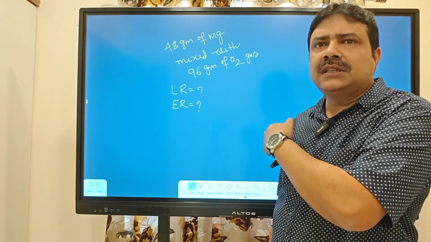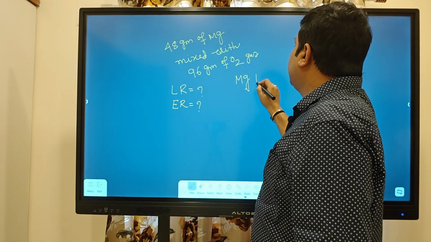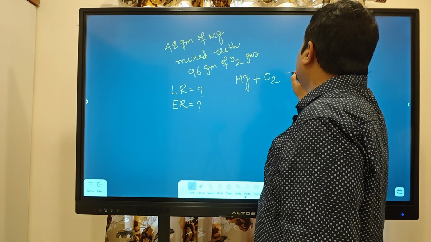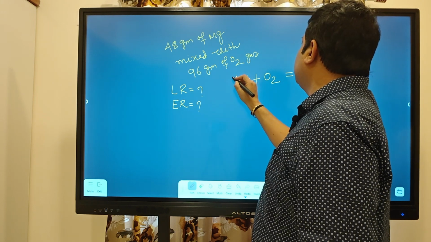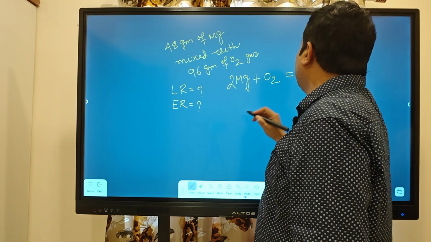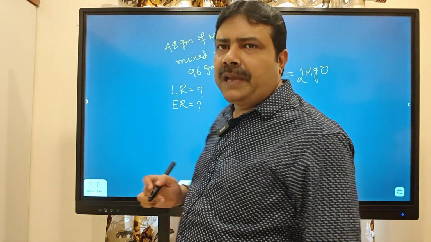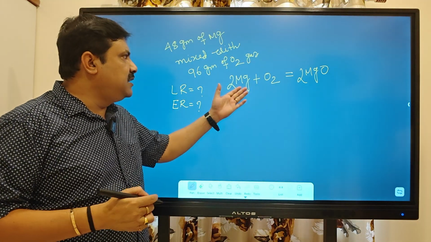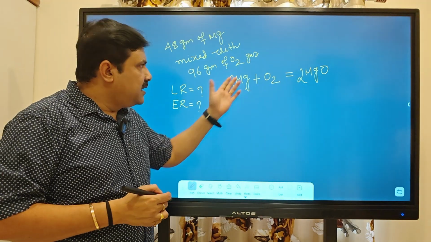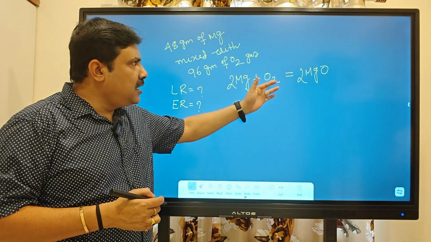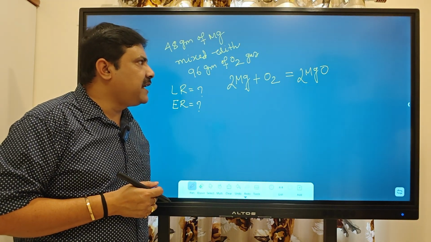then it will form what? Magnesium oxide. If you write down that equation, magnesium reacts with oxygen, forming magnesium oxide. So if you balance these things, here I am giving 2 Mg and here 2 MgO. Now if you look, this reaction is a balanced reaction. Yes or no? Because in the reactant side 2 moles of magnesium, product side 2 moles of magnesium. Reactant side 2 moles of oxygen atom, product side also 2 moles of oxygen atom. So everything is balanced in this reaction.